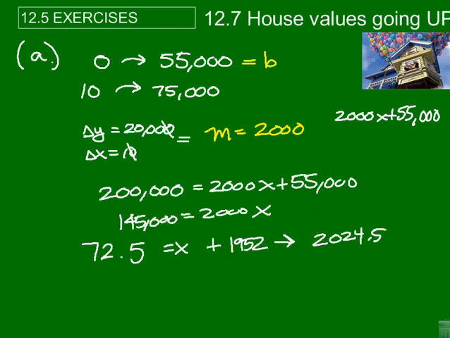All right, the second part of A says, when will the value be 200,000? So I'm going to set $200,000 equal to my equation. Go ahead and begin solving for x by subtracting off the 55,000. And then I'm going to divide by 2,000 to get 72.5 is my x. If I add that to 1952, I get 2,024.